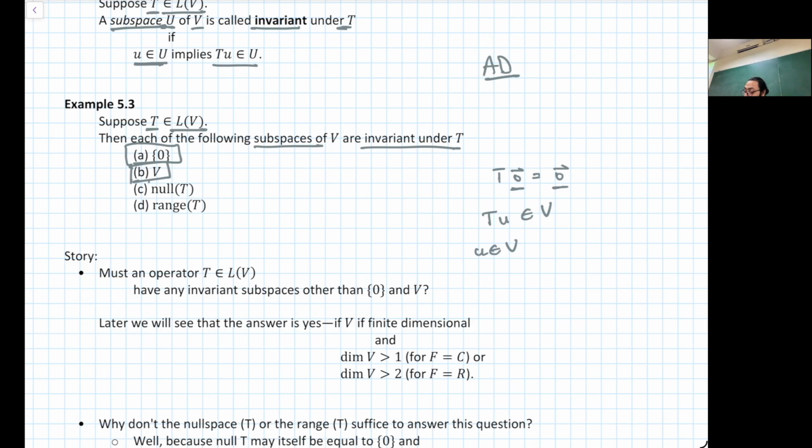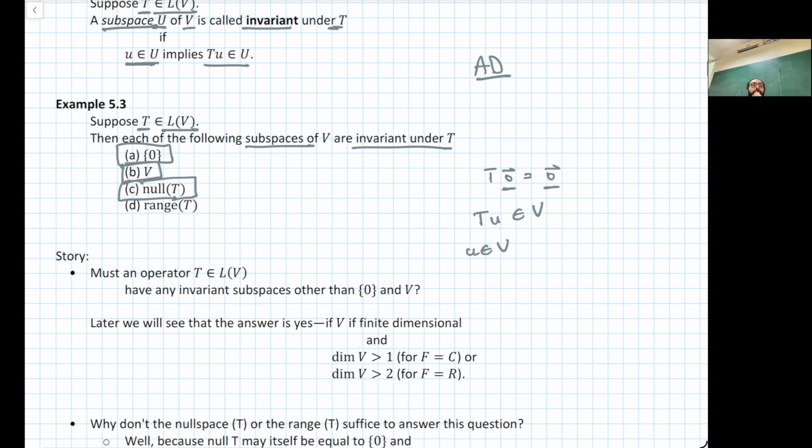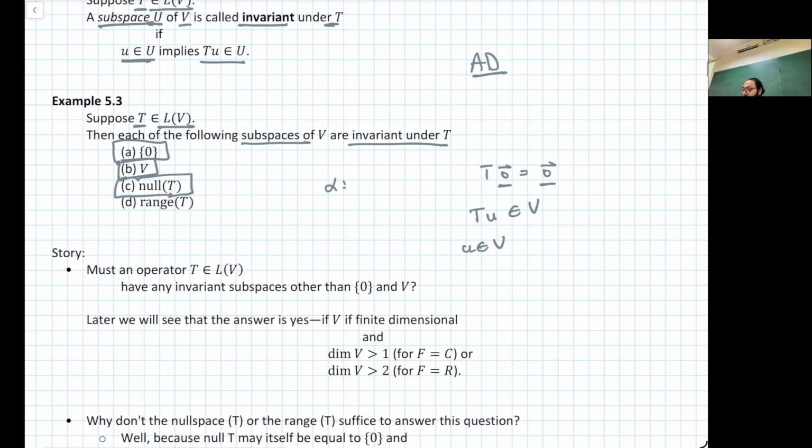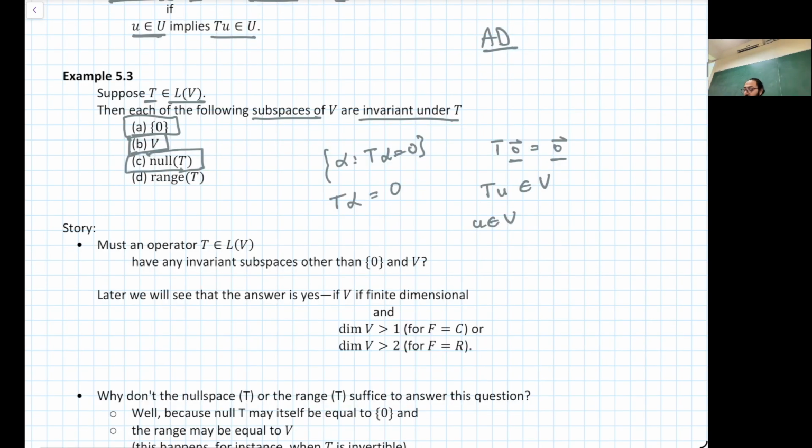Okay. What about part C? The null space of T. Okay, so what is the definition of null space, first of all? The set of vectors such that alpha is 0, right? So now T acting on alpha gives you 0. Yeah. And 0 is what? Does it belong to the null space? It's okay then? Okay.